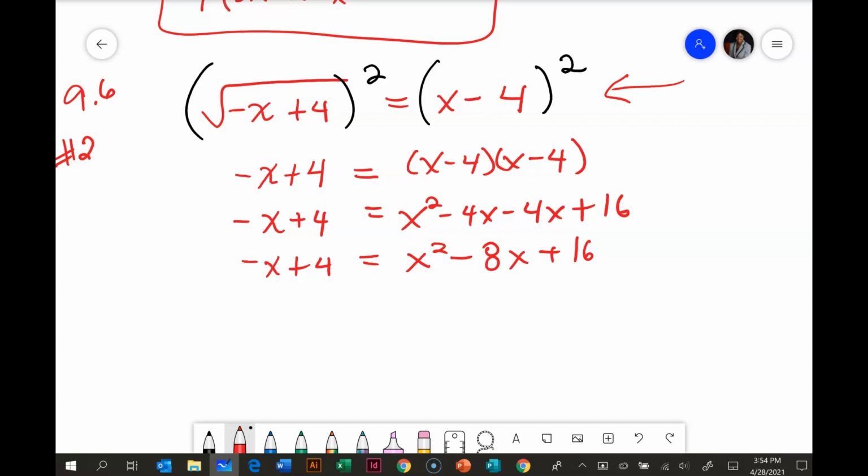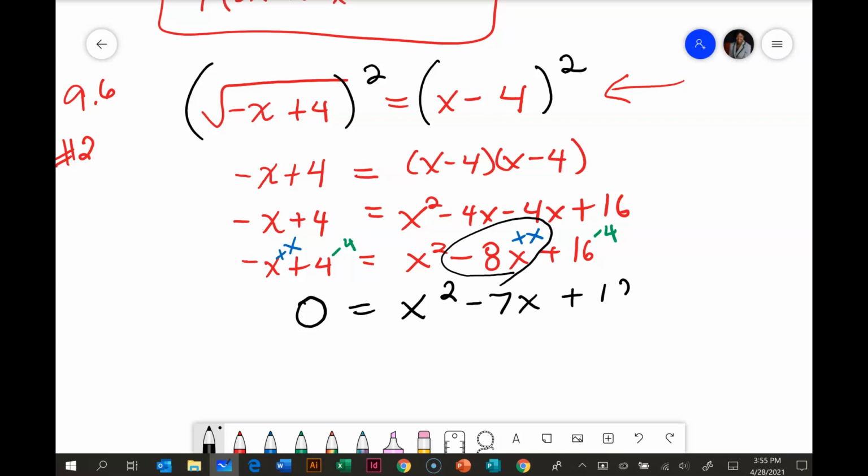Since I see a quadratic forming, I'm going to pull everything over to the right side. Since my x squared is on the right side, it's positive, with a positive coefficient there already, so I'd rather pull everything to the right. We're going to add the x, since that's a negative x, and subtract the 4. Now on the left side we have 0, and x squared, then negative 8 plus 1, that's negative 7x plus 12.